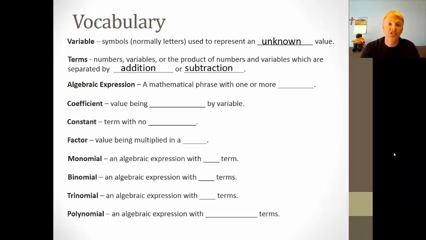Now, an algebraic expression is very simply a mathematical phrase with one or more terms. You've actually already done some of these when you were doing your work in the notes in the flipped lesson in Target 1. Let's start talking about some of the pieces of these terms.